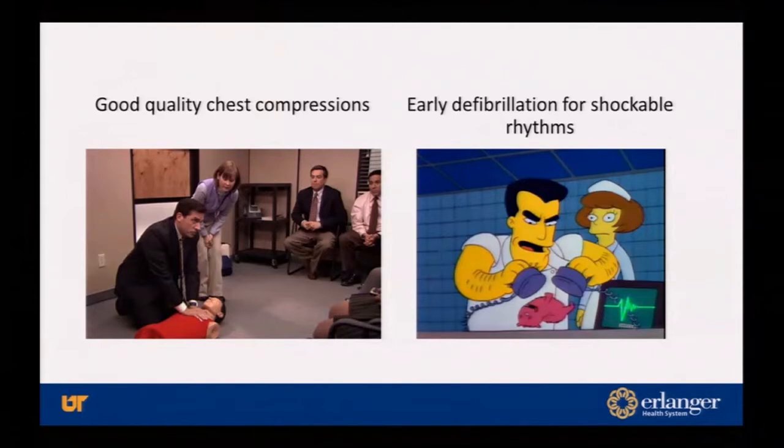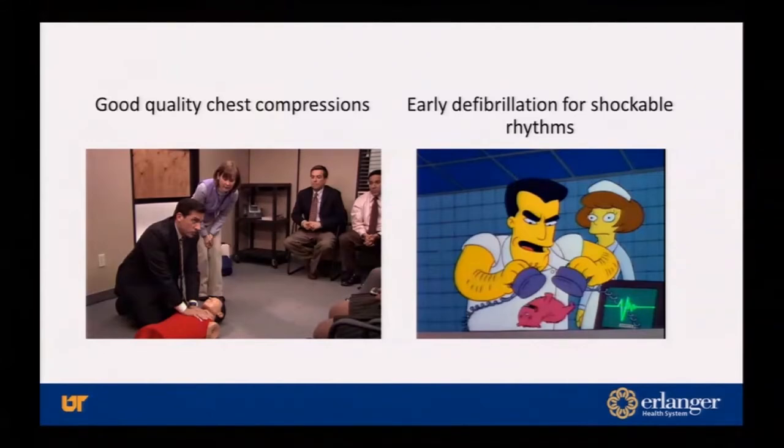So the two things that matter, and Dr. Greenberg made some of these slides, so I'm going to give him some credit for that, the two things that matter the most in cardiac arrest and are going to inform your outcomes are good quality chest compressions and early defibrillation for shockable rhythms. What that means is that for good quality chest compressions, you guys know from yesterday, right? 1.5 to 2 inches depth at 100 beats per minute, okay? Why is that important? Someone tell me. Good quality chest compressions.